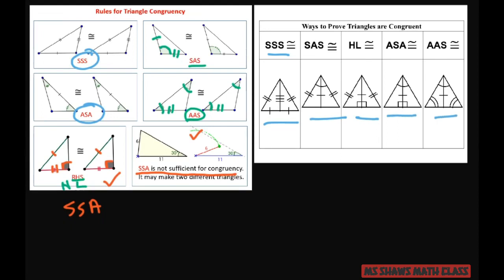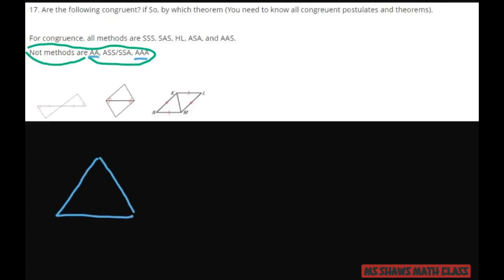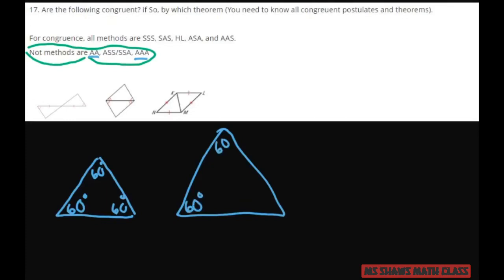All right. Now let's look at these right here. These methods don't prove congruency. So I'm going to look at these two first. So I can have two angles. I can put like this is 60 and this is 60. So this would be 60. And I can put this is 60, 60. So that's angle, angle. This is angle, angle. And by the third angle theorem, this is going to be also 60.